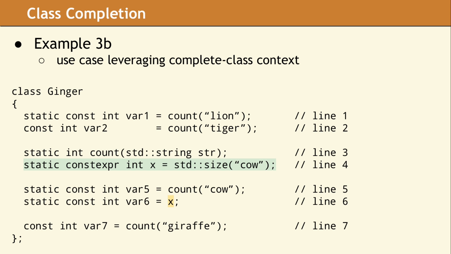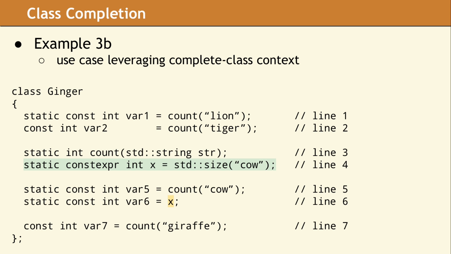We have added lines 4 and 6 to this example to show how to initialize a static const data member. Line 4 returns a constant expression, which is then used to initialize line 6. Both of these lines compile. Although line 7 is in a complete class context after the equal sign, the initialization of var7 is located after the declaration of count, so this line compiles for both reasons.